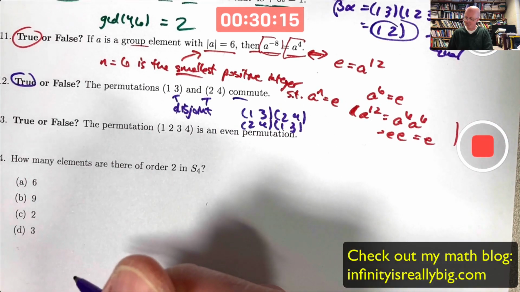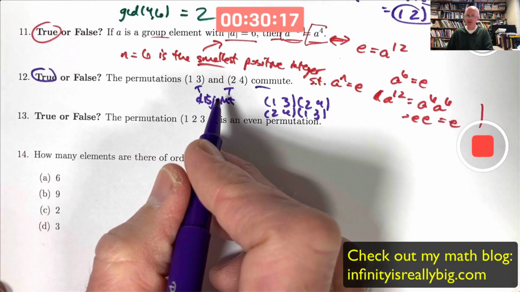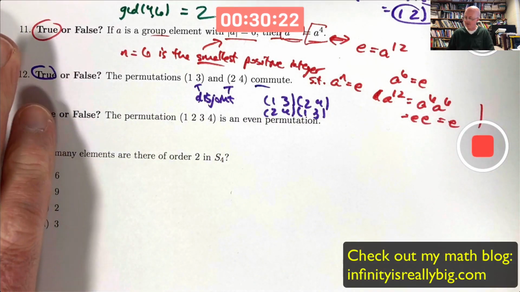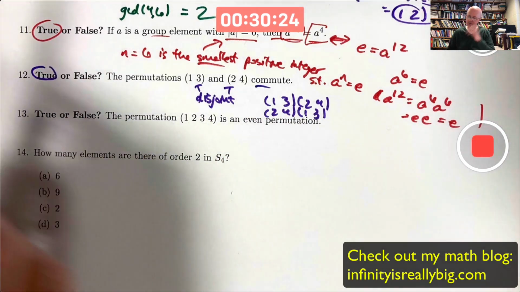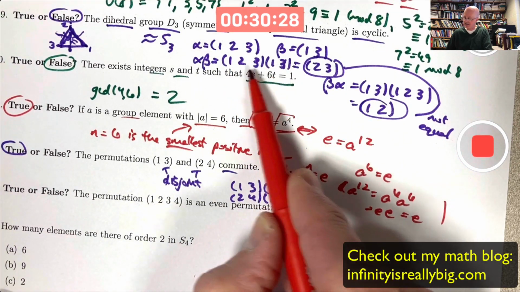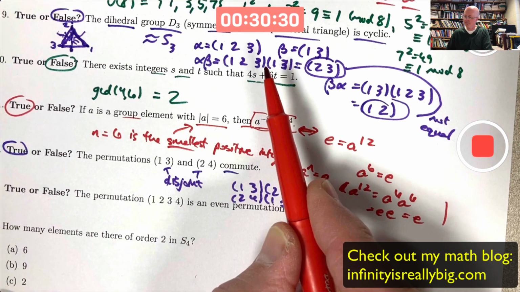This is true. If the permutations are not disjoint, disjoint meaning they have no numbers in common in the cycle notation, they don't necessarily commute, as we saw up here. These two permutations are not disjoint. They have 1 and 3 in common in the symbols.